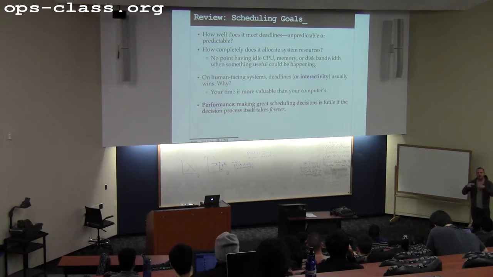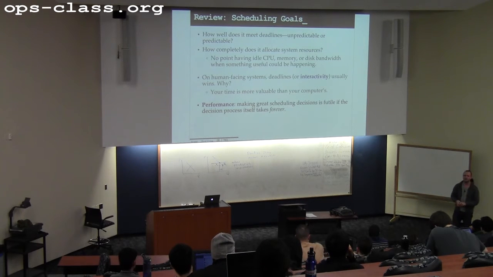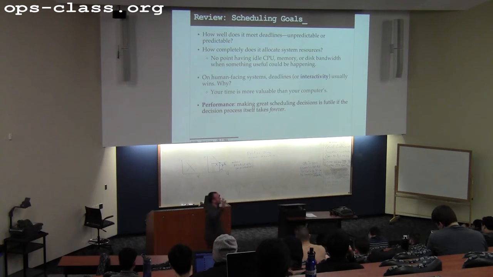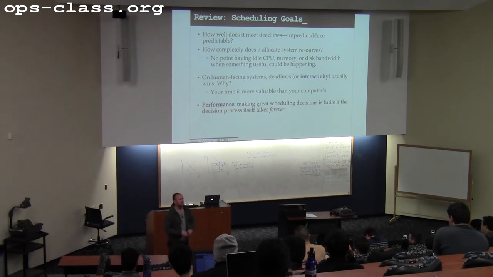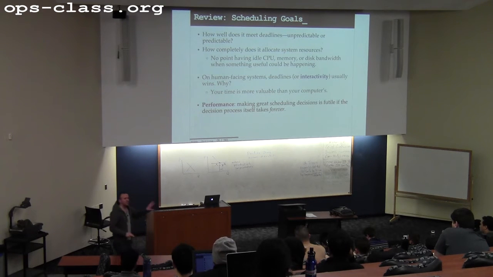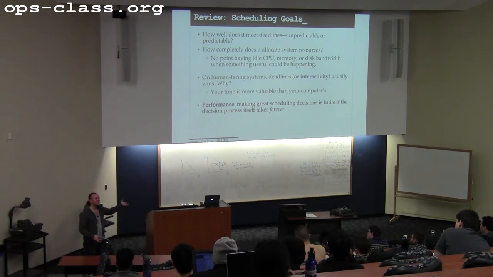So if the overhead of scheduling itself is too high, nothing else matters. And this is another thing that we'll come back to over and over again when we talk about operating systems, because operating systems are this interesting case. Some of you may have learned in other classes these super fancy algorithms and machine learning approaches to doing all sorts of things, and a lot of those don't get used by operating systems, and you might think, well, why? And the answer is, it doesn't matter.